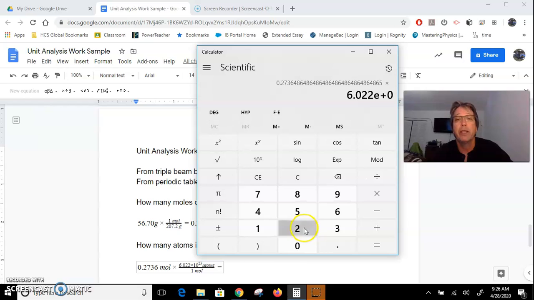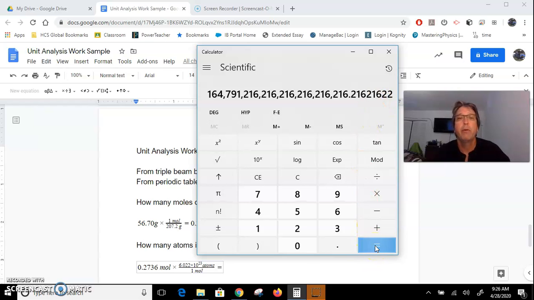So now all I've got to do is enter the exponent. That is 6.022 times 10 to the 23rd power. That's Avogadro's number. So now all I got to do is hit equals. And we see, holy crap, Batman, that is a huge number. Even rounding to 4 significant digits, that'd still be 164,700,000, and you can see we'd be typing zeros.